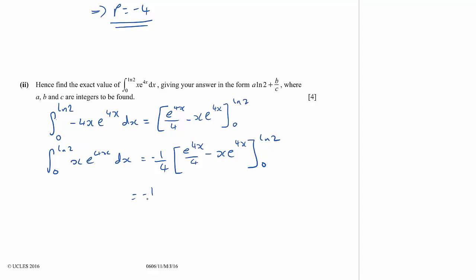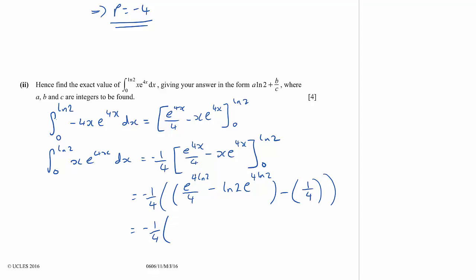Okay, so let's put in the top limit. So that's e to the 4 ln 2 over 4. And then take away ln 2 e to the 4 ln 2. If we put 0 in, e to the 0 is 1, so we've got a quarter. And of course this term, because of the x here, would end up being 0. So we've got negative a quarter.